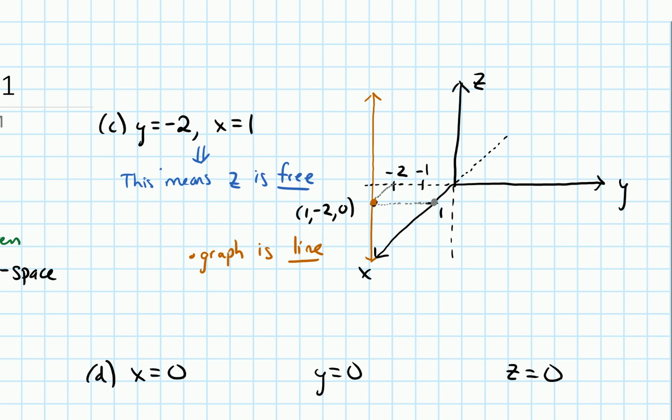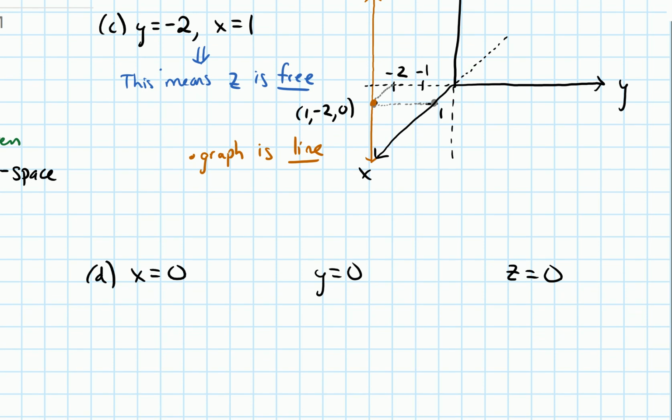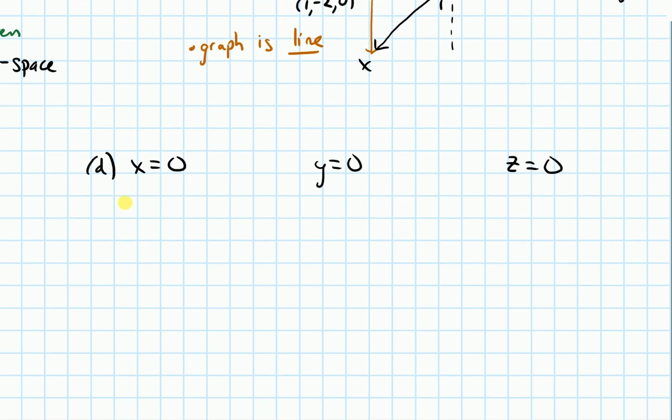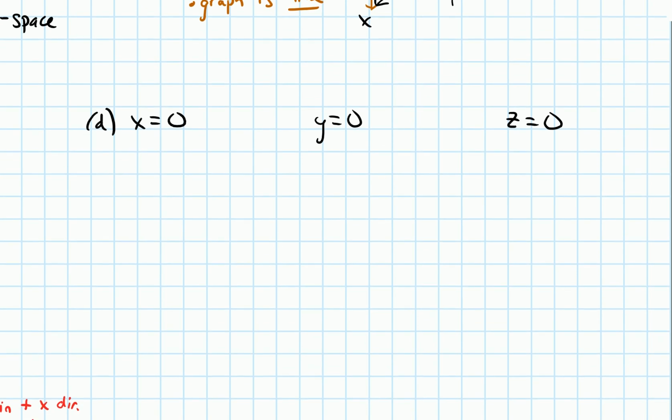All right, so let's do another example. So part D, now I want to graph x equals 0, y equals 0, and z equals 0. And these are 3 separate things. So these are actually 3 separate problems. I want to graph x equals 0, see what that looks like. Graph y equals 0, see what that looks like, and z equals 0 separately.